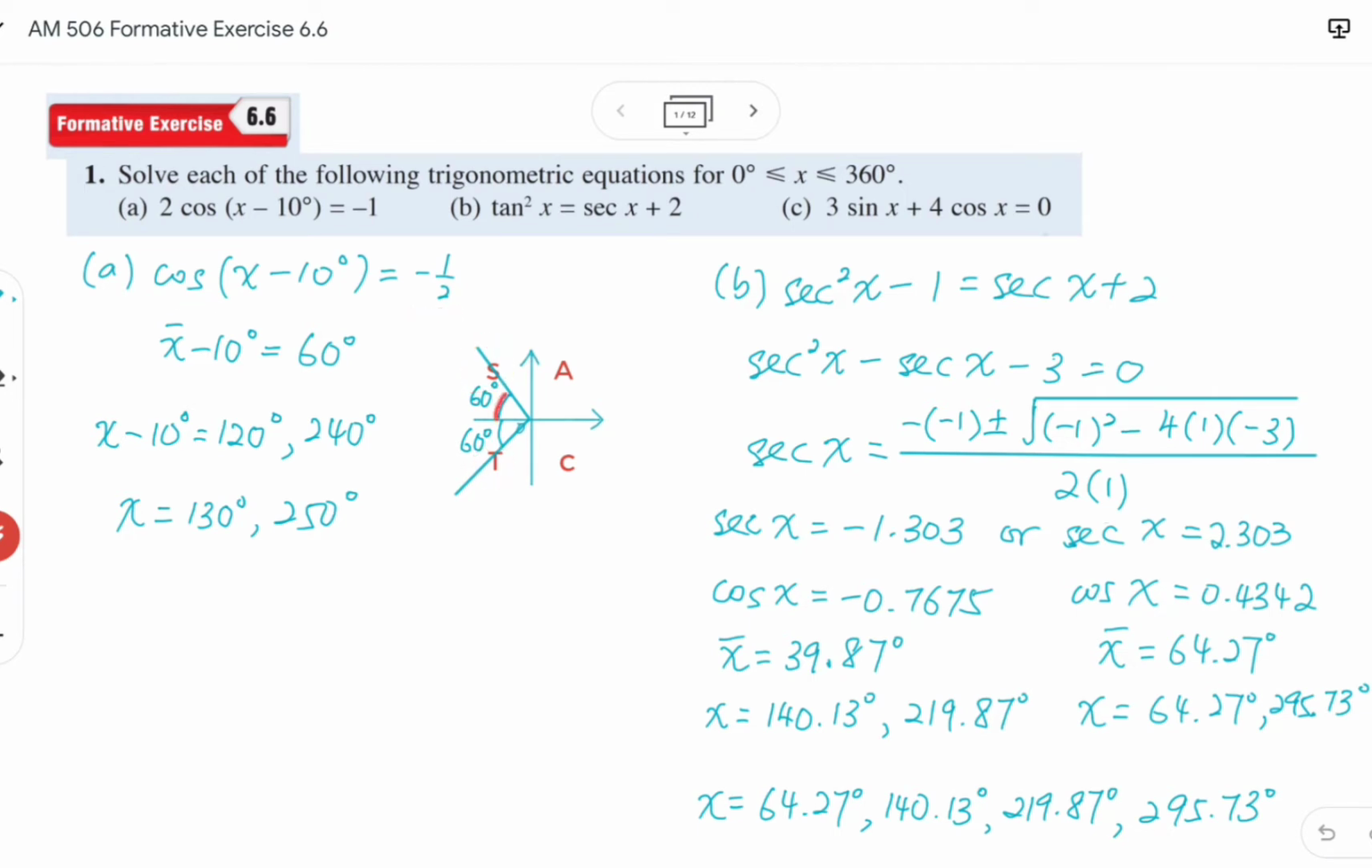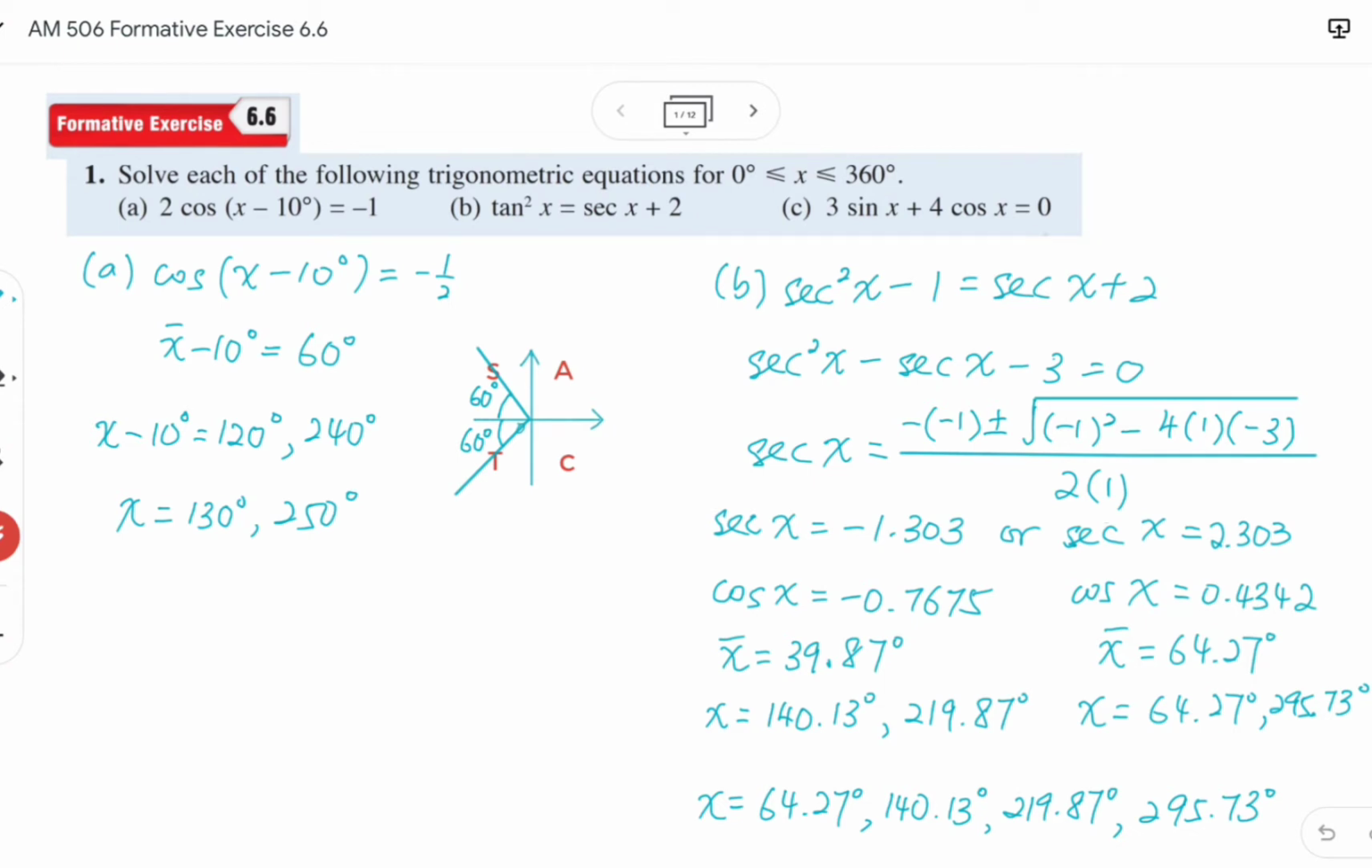So our reference angle of 60 degrees put in the second quadrant and third quadrant, and we get our angles 120 degrees and 240 degrees for x minus 10 degrees. So the x will be 130 degrees and 250 degrees.